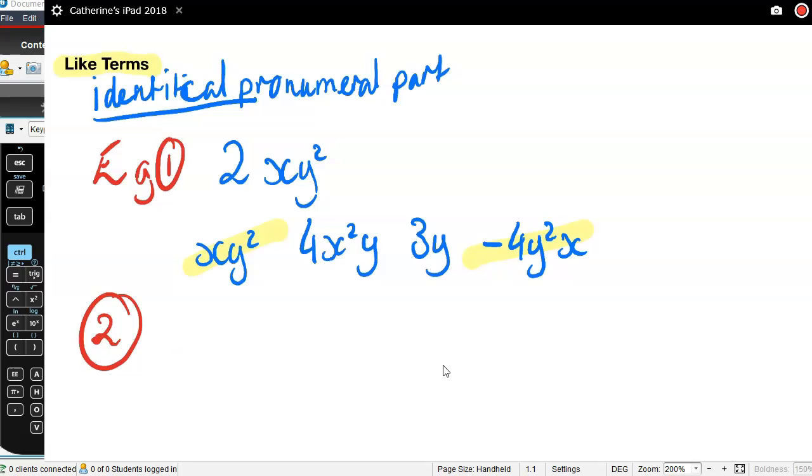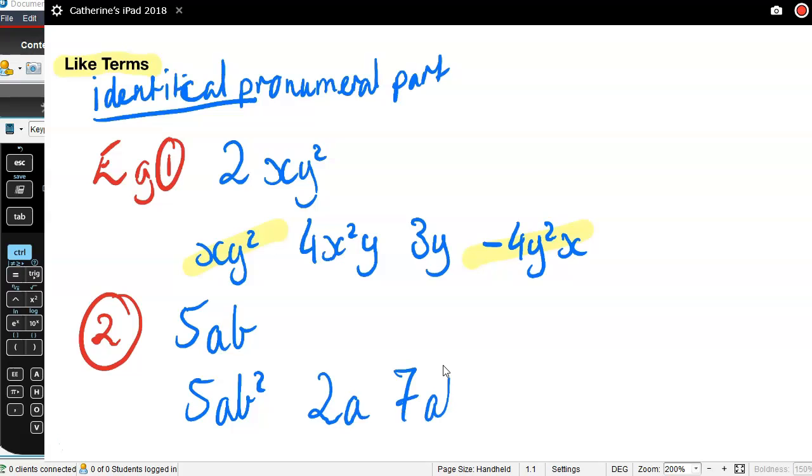Let's think of another number. 5ab. Okay, so what's a like term? We've got 5ab squared, 2a, 7ab, 6a divided by b. Which one here are the like terms? That's right, there's only one here, that one.